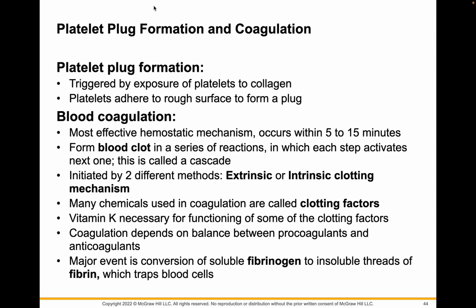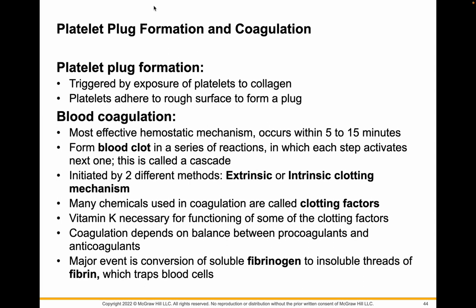And all these chemicals that are used to help blood make a clot are called clotting factors. And vitamin K is the vitamin that is necessary for some of these clotting factors to work. It does depend on the balance between these procoagulants, which encourage coagulation, and anticoagulants, chemicals that prevent clotting. So you can think about somebody who is on a blood thinner: they are going to have anticoagulants in a higher amount than the procoagulants. And so that's why you would be less likely to clot.